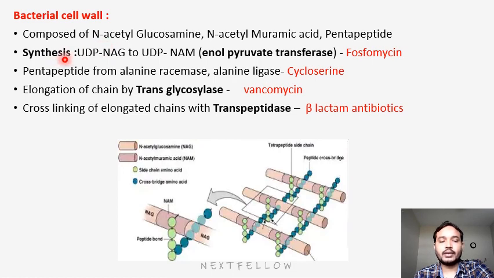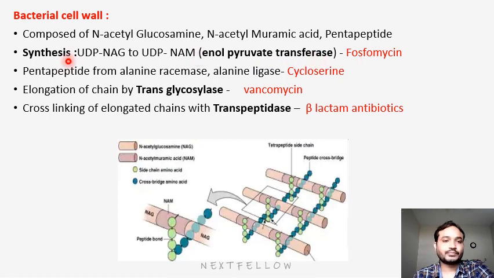First, UDP N-acetyl glucosamine will be converted to N-acetyl muramic acid with the help of the enzyme enol pyruvate transferase. Here you have to remember the names of the enzymes and the inhibiting drugs also. That's why I am mentioning each one. First UDP NAG will be formed, and it will be converted to N-acetyl muramic acid with the help of enol pyruvate transferase. This enzyme will be inhibited by phosphomycin.